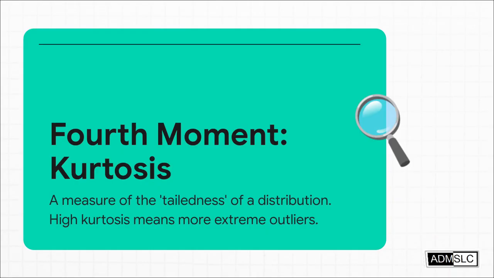So, if it's not about the peak, what is it measuring? It's measuring tailedness. Basically, high kurtosis means your data has heavy tails. This means the distribution is more likely to produce extreme outliers than a normal distribution would. It's a direct measure of how prone your data is to those really wild, far-out values.